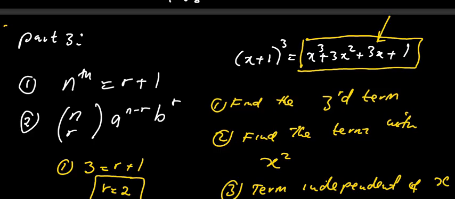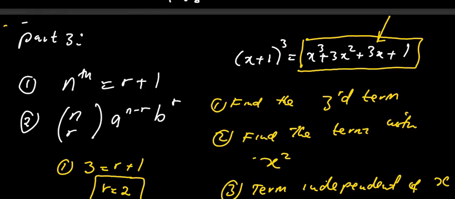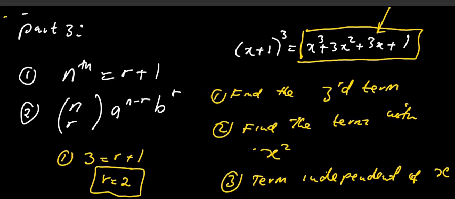Okay, so now the difference between question 1 and question 2 is that in question 2, they've given you something attached to this term that we're looking for. They're saying find the term that has x to the power 2. So they already know that whatever you calculate needs to have x to the power 2 with itself. So we'll come here and use our formula.